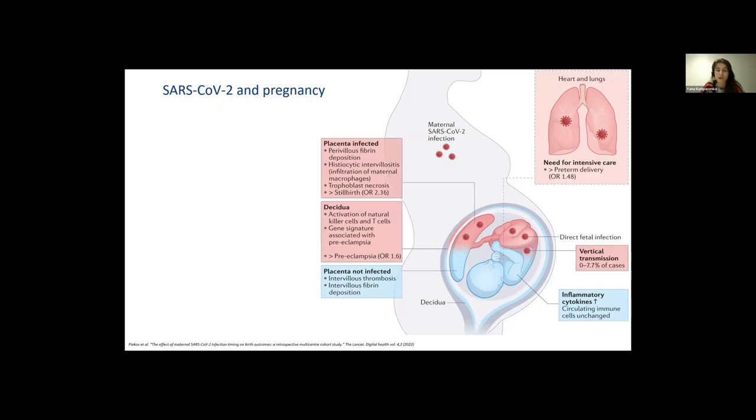Also, vertical transmission is really rare, maybe 1 to 3%. These are really anecdotal cases. It also affects the placenta. Nowadays, there is a term called SARS-CoV-2 induced placentitis, meaning that the placenta has necrotic areas, fibrosis, and immune infiltration. But we're going to get to the placenta a bit later.